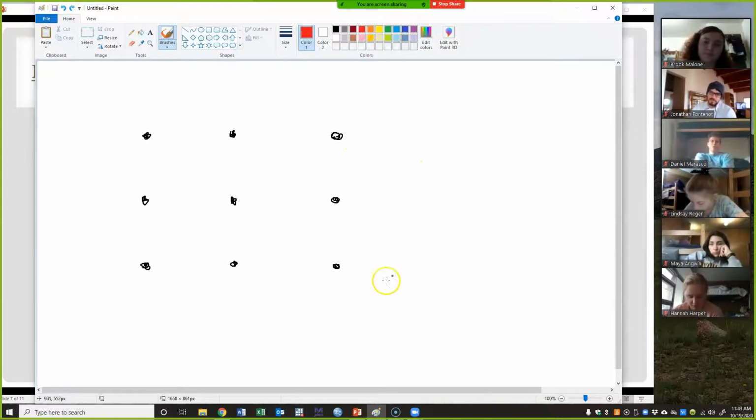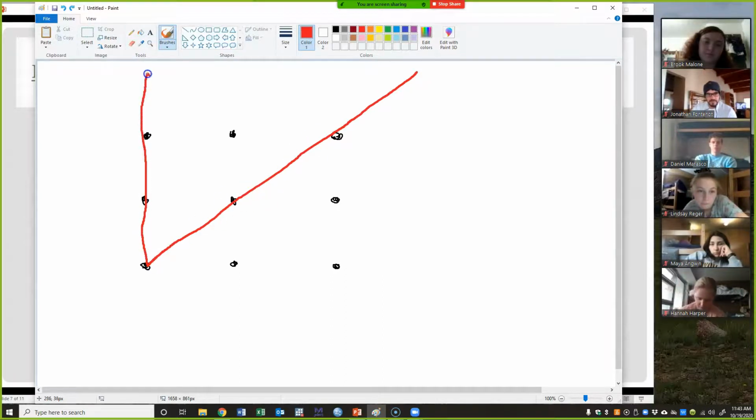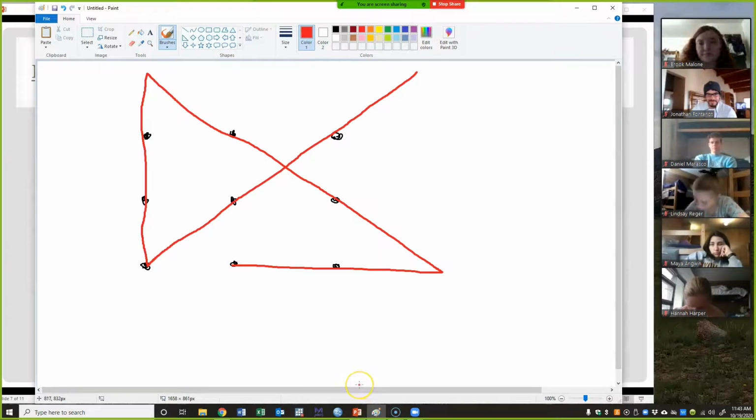But if you've seen this puzzle before, you know the solution involves this: if I start there, go up here, go down here, and then go there, now I've solved that problem, okay? Daniel, why couldn't I solve this problem? Or why is it difficult for people to solve this problem?